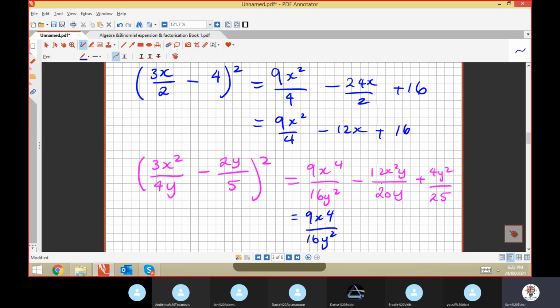12 over 20, you can divide them both by 4. So that becomes -3 on 5, x squared, and then the y's would cancel out. And that's it. That's the actual final answer.